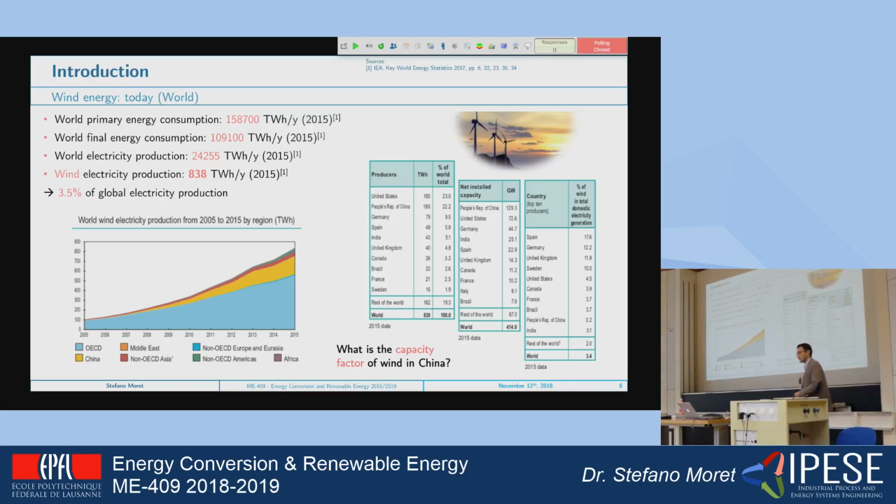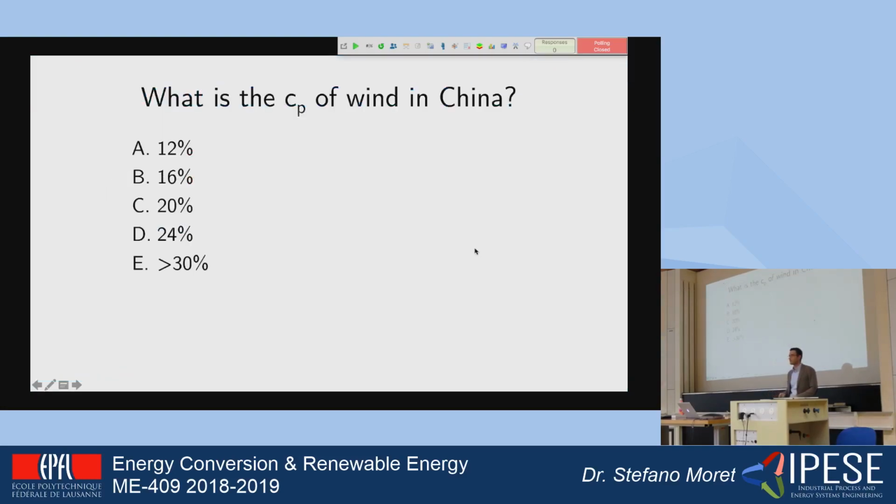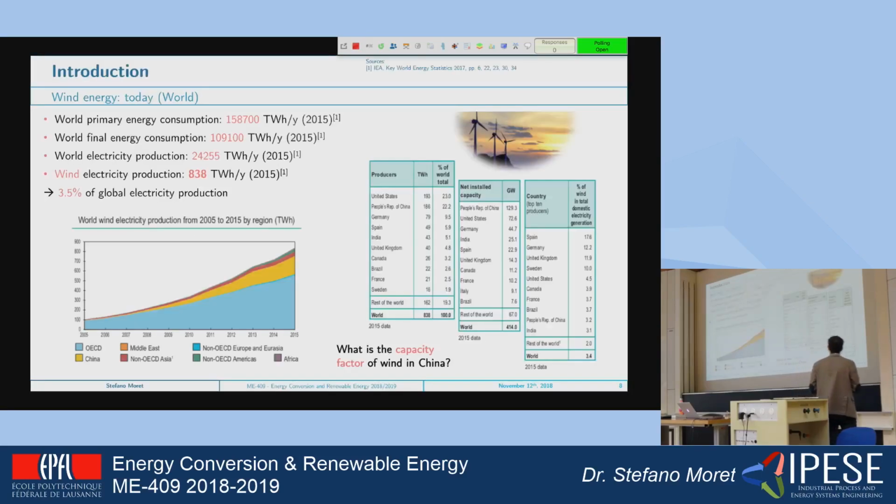Do you notice anything strange? I mean, China has almost double the capacity of the United States, but the United States produces more hours than China. Exactly. That's pretty impressive. Let's try to make this calculation, and then we'll see why this happens. So, what is the capacity factor of wind in China? Do you want to see the numbers as well?